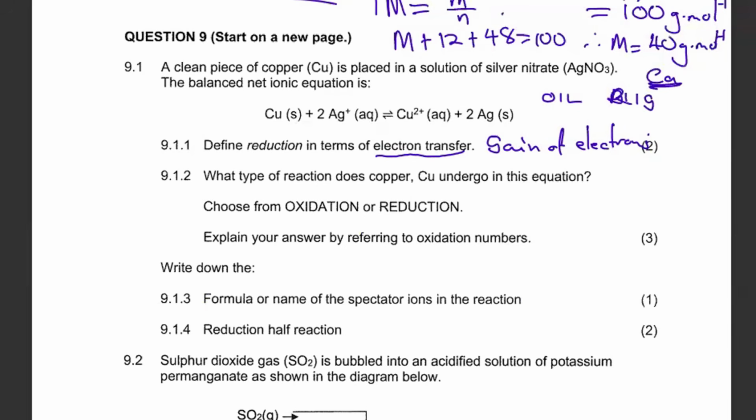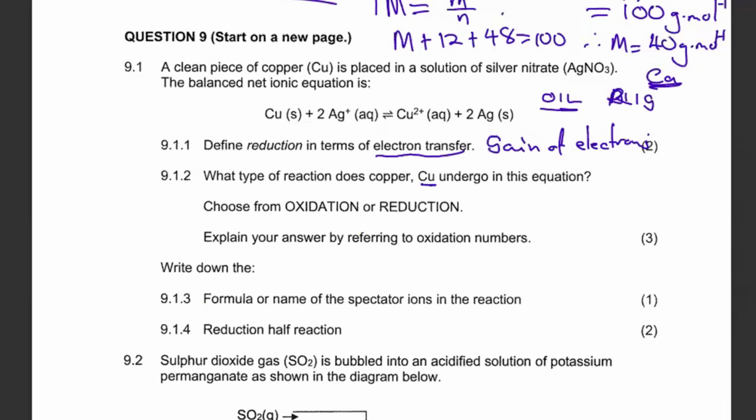Hi there. So oxidation is the loss of electrons, whilst reduction is the gain of what? Of electrons. So, define reduction in terms of electron transfer. Reduction is the gain of electrons. Then we are asked, what type of reaction does copper, Cu, undergo in this equation?